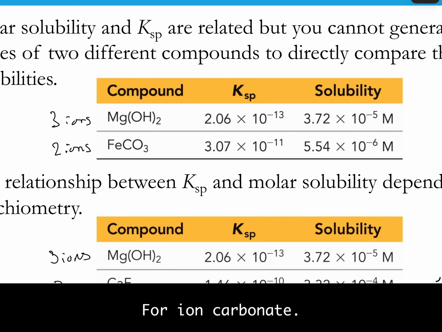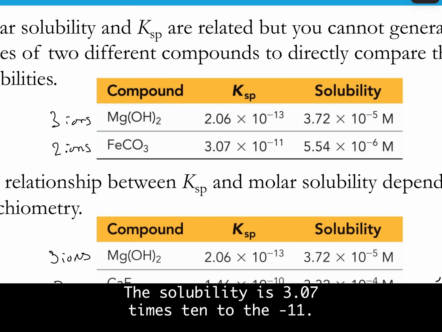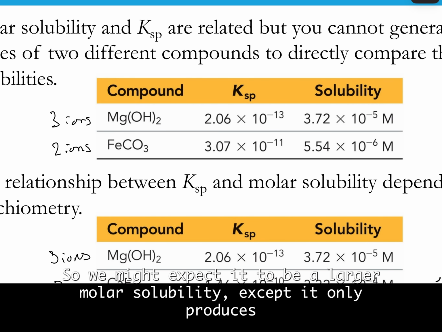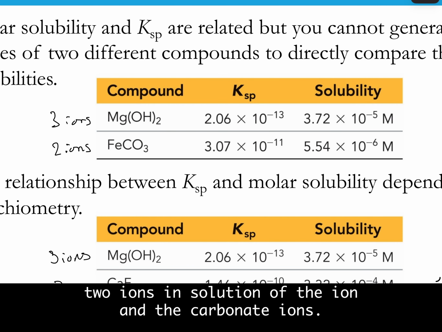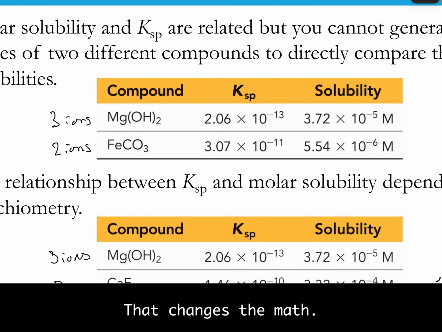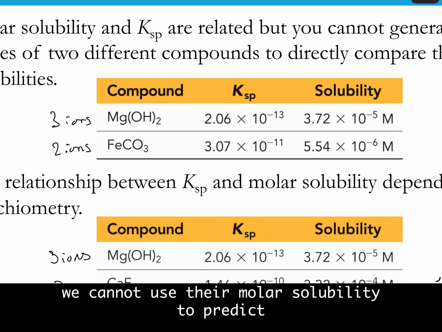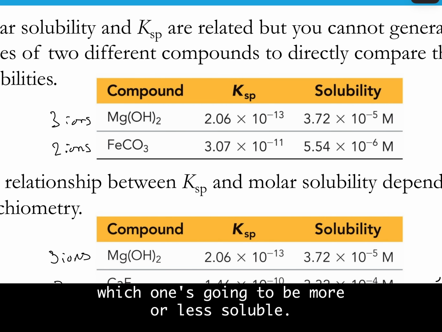For iron carbonate, the KSP is 3.07 times 10 to the negative 11. And that's a larger KSP, so we might expect it to be a larger molar solubility, except it only produces 2 ions in solution, the iron and the carbonate ions. That changes the math. And so sometimes with things that have close KSPs, we cannot use their KSPs to predict which one's going to be more or less soluble.